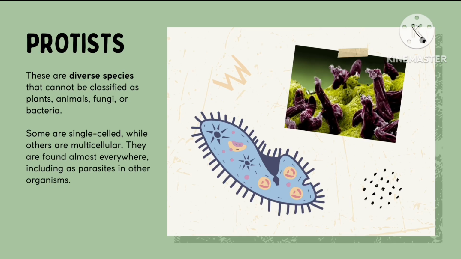Protist. These are diverse species that cannot be classified as plants, animals, fungi, or bacteria. Some are single celled while others are multicellular. They are found almost everywhere, including as parasites in other organisms.